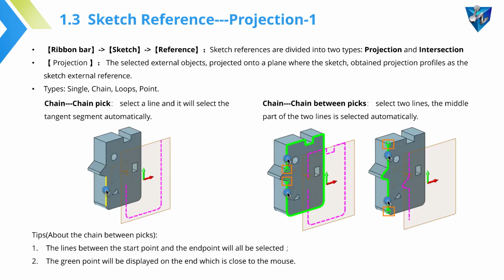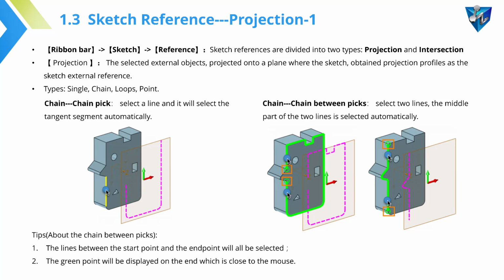The next part I will introduce is the sketch reference. In ZW3D, we can find the reference tools under the sketch ribbon tab. The sketch reference is divided into two types: the first one is the projection and the second one is the intersections. For the projection type reference, we need to select the external object and project it onto the plane where the sketch is located. After that, we can obtain the projection profile as a sketch external reference.